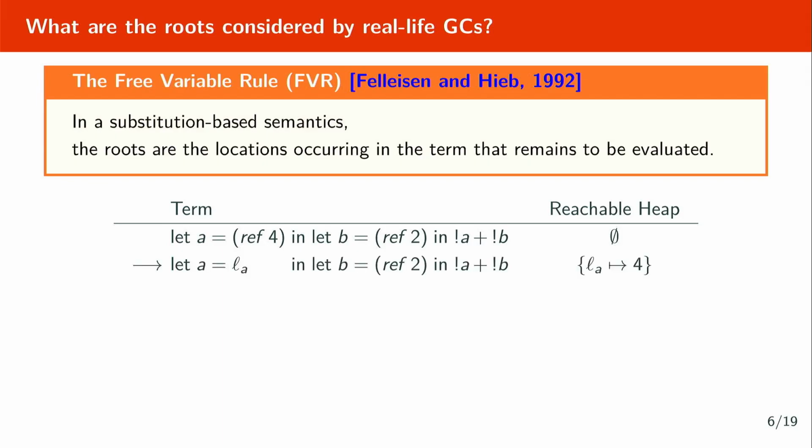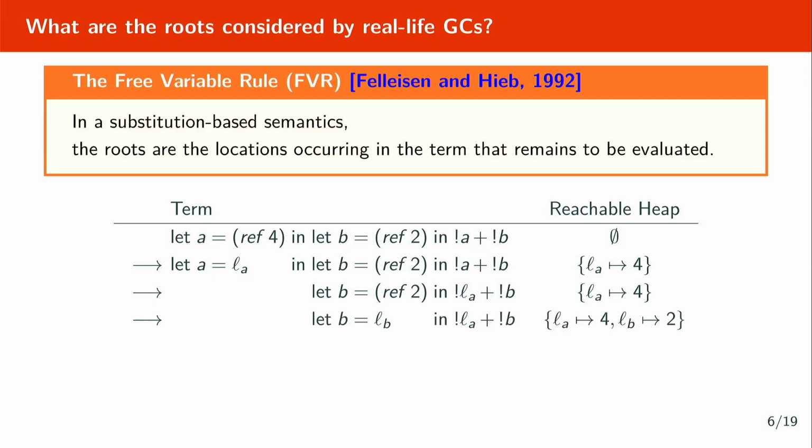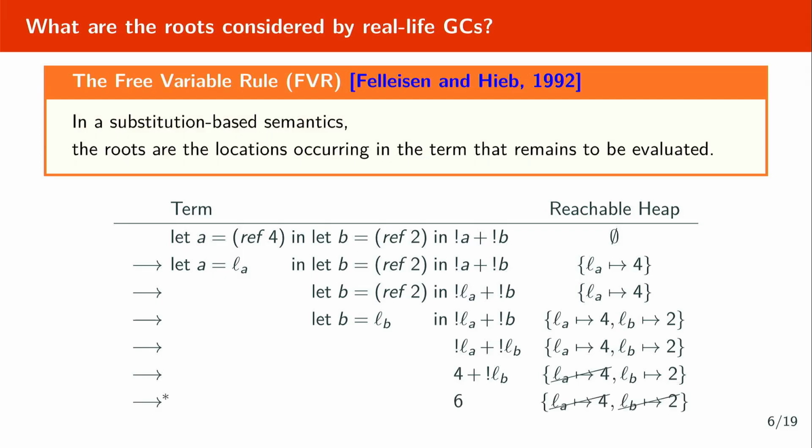So first we allocate ref 4 to a location LA that points to 4. Then we substitute a by its value. And notice here that LA occurs in the term that remains to be evaluated. So LA is a root, hence it is reachable. Then we allocate ref 2. We substitute b by its value. We dereference LA. And now notice that LA does not occur anymore in the term that remains to be evaluated. So triggering garbage collection here can deallocate LA. And so on.